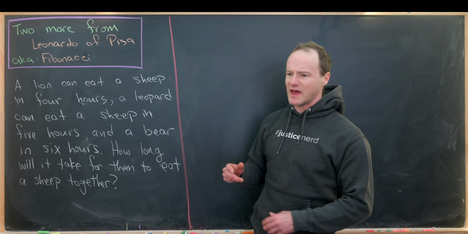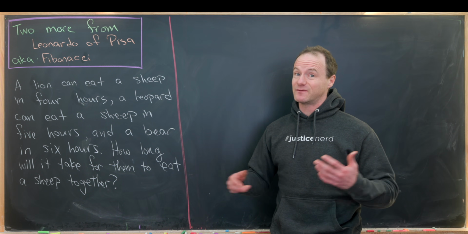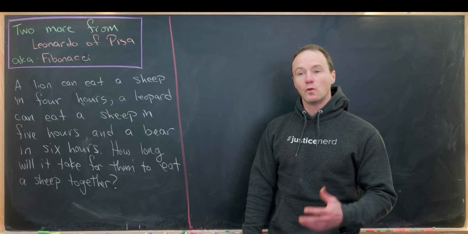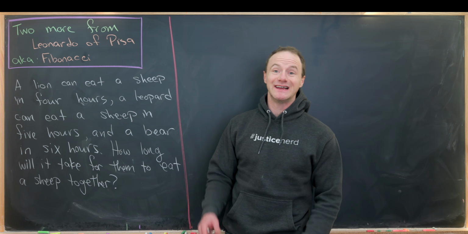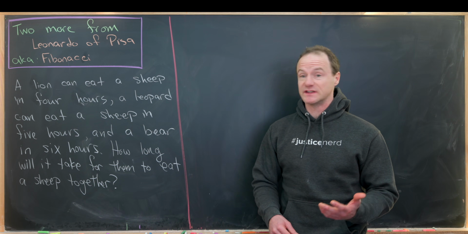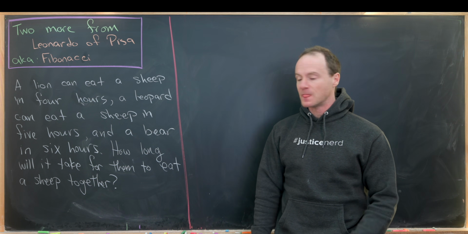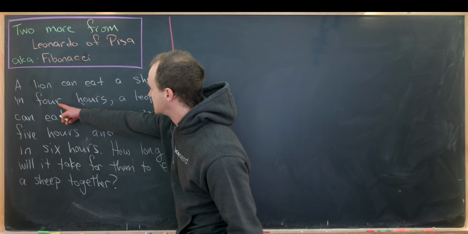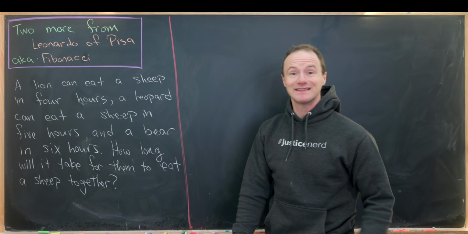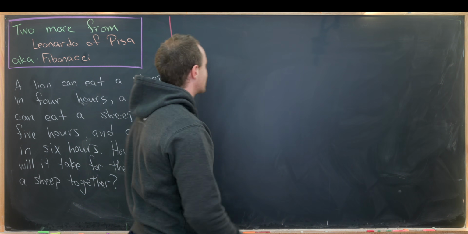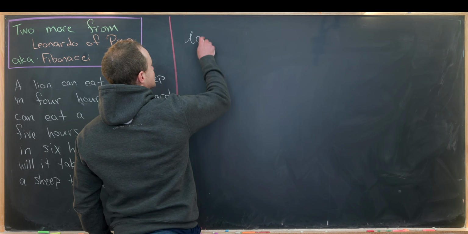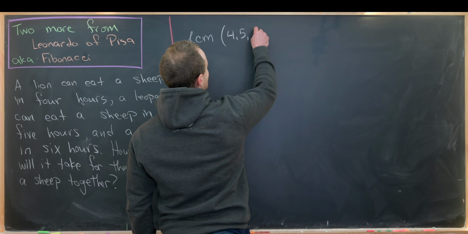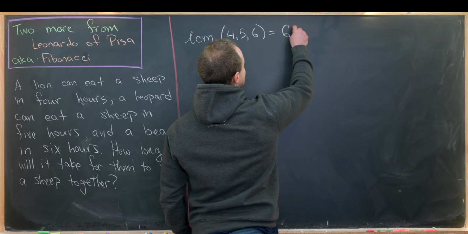So this is a play on a puzzle that floats around the internet quite a bit. And while this type of problem is common, what's nice about this one in particular is it dates to the 1200s, so the 13th century. Okay, so let's maybe see how a solution might go. Well, let's look at these numbers 4, 5, and 6 and find their LCM. So let's notice the LCM, or the least common multiple of 4, 5, and 6 is equal to 60.